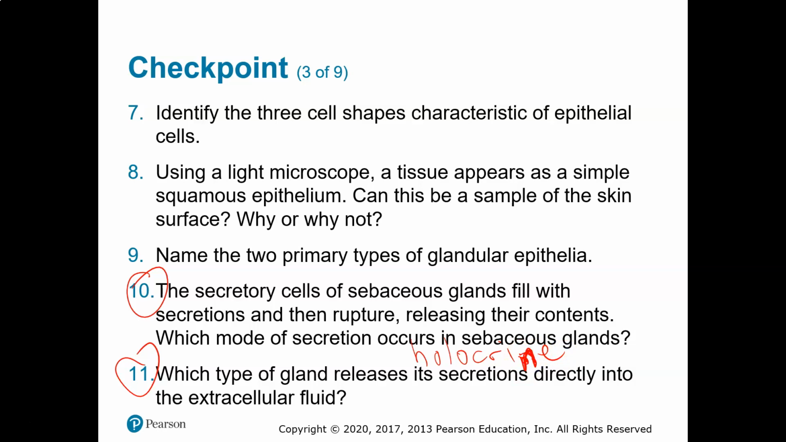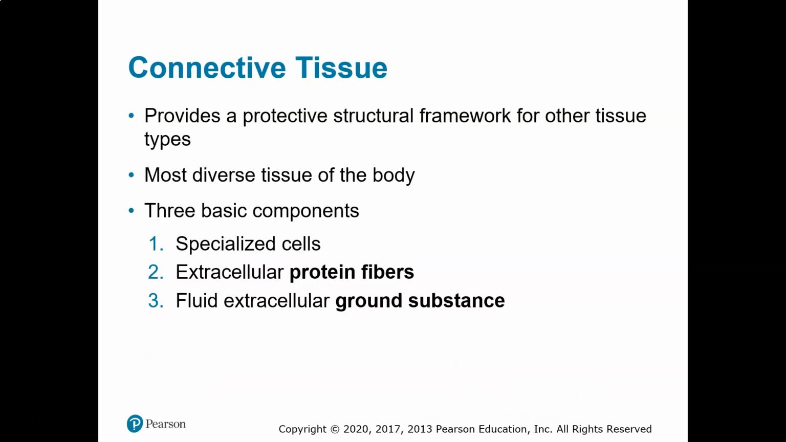Which type of gland releases its secretions directly into the extracellular fluid and then into the blood? And that's going to be exocrine. I'm sorry, gosh. Endocrine. The exocrine release their secretions through a duct onto a surface.